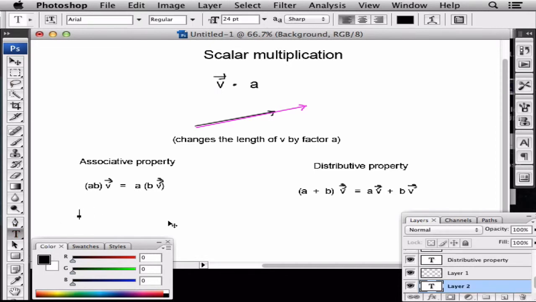As I mentioned before, you can change the direction with a scalar multiplication. In one way, which is a negative number, the vector becomes the opposite direction. Just going to illustrate that.